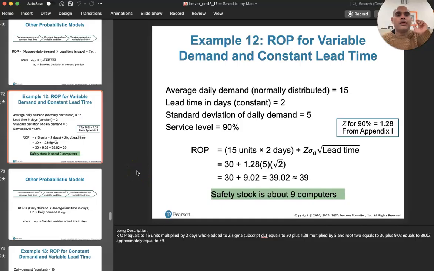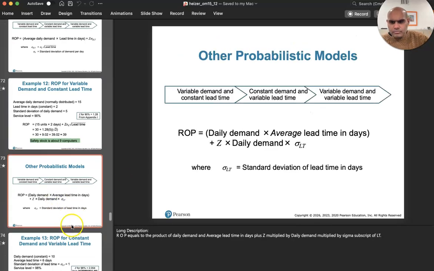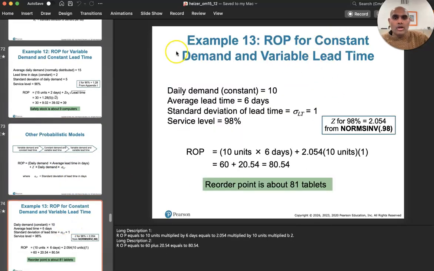So this is when lead time is fixed but demand is variable. But what if we look at a case with constant demand and a variable lead time? Say daily demand is exactly 10, but lead time is variable, with average lead time being 6 and standard deviation of lead time being 1. Let's say you want to set a service level of 98%. You do the normal inverse for 98%, and it comes out to be 2.054. So norm.s.inv will give you 2.054.